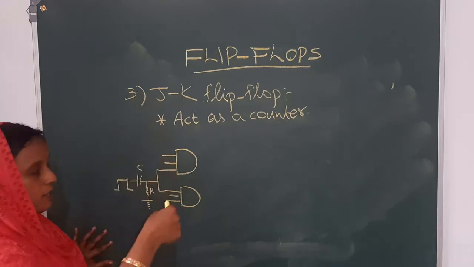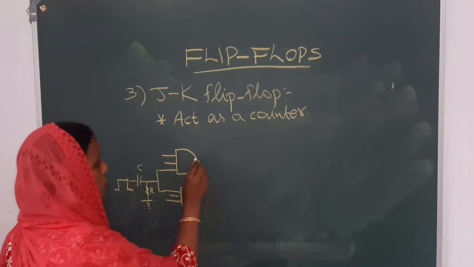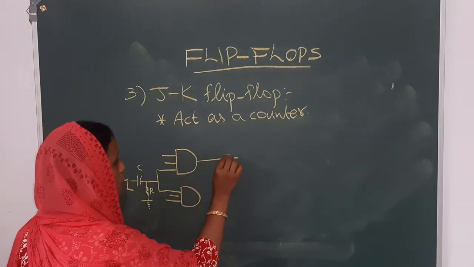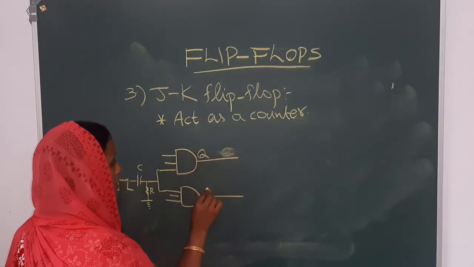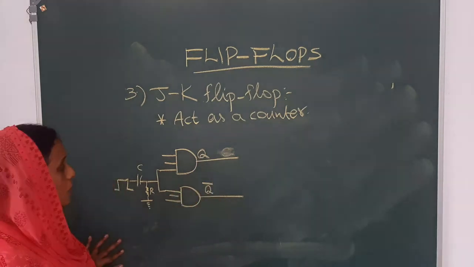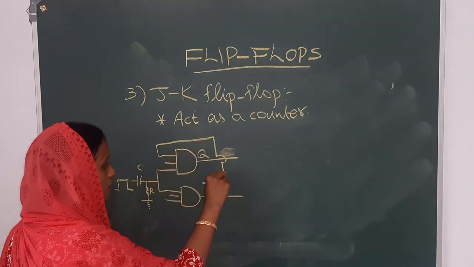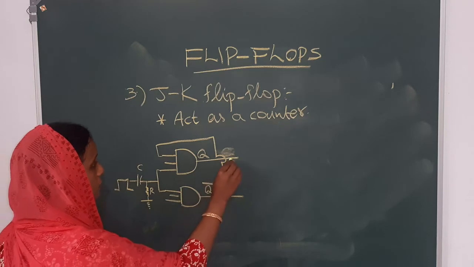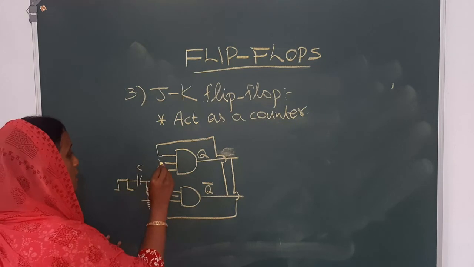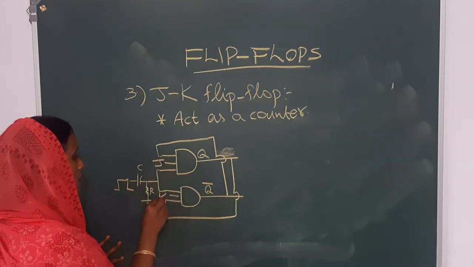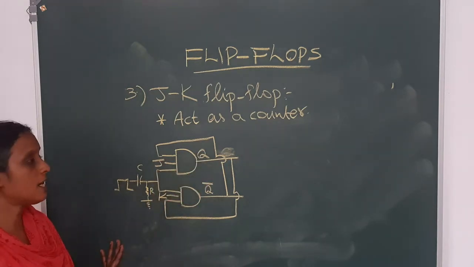In order to make it a spike, a positively driven JK flip flop is shown, drawn here. This is Q, and this is Q bar. Now we have to give the feedback as usual. This one goes to here and this one is connected to here. This input is J and this input is K. This flip-flop is called JK flip-flop.